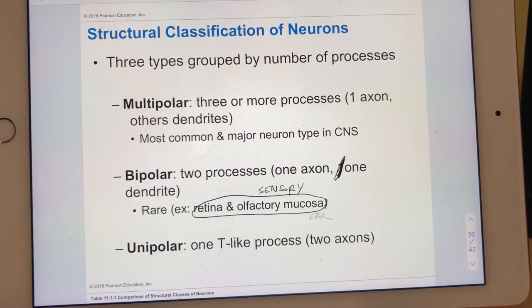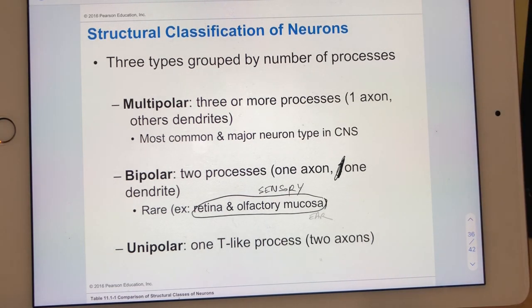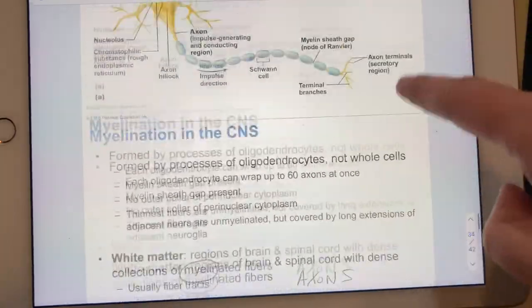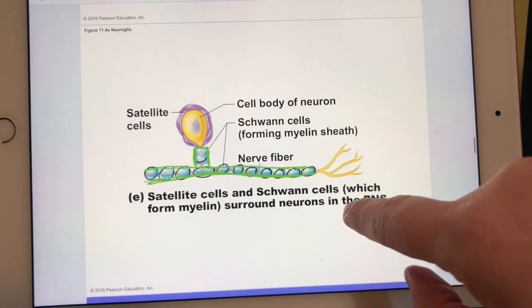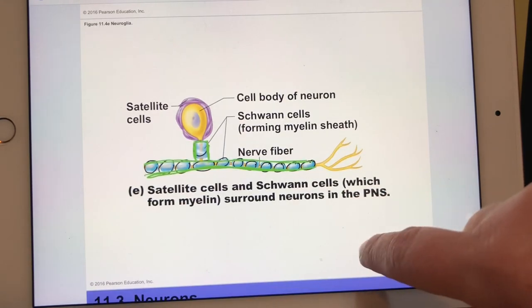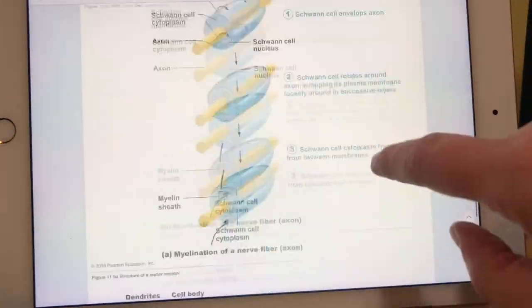A unipolar neuron has only one immediate process. There's only one process coming off of a unipolar cell body. And we actually have seen that. Let me see if I can figure out where we were when we saw that. Slide 23. When we first saw satellite cells and Schwann cells, that's a unipolar neuron. It only has one projection. Okay, back to where we were.